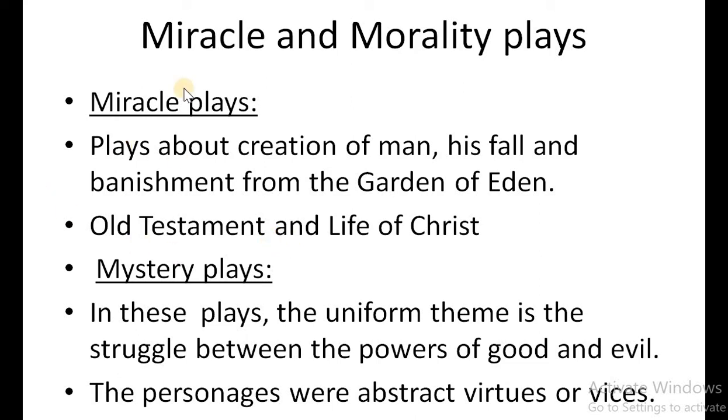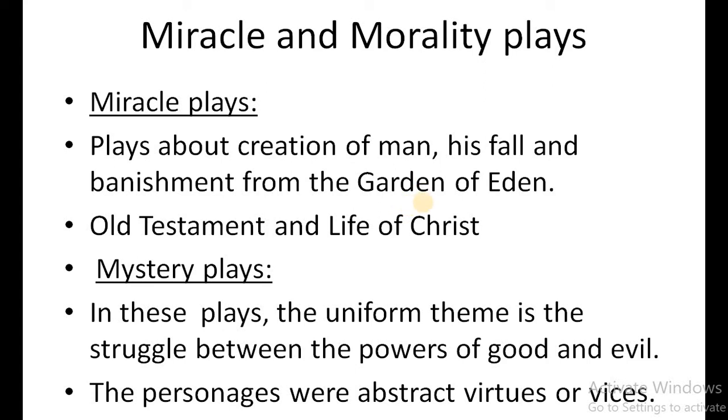Miracle plays show some kind of extraordinary things which we think are not possible. Such impossibilities were shown in these plays, and plays about the creation of man, his fall and banishment from the Garden of Eden all come in the category of miracle plays, along with the Old Testament and the life of Christ.